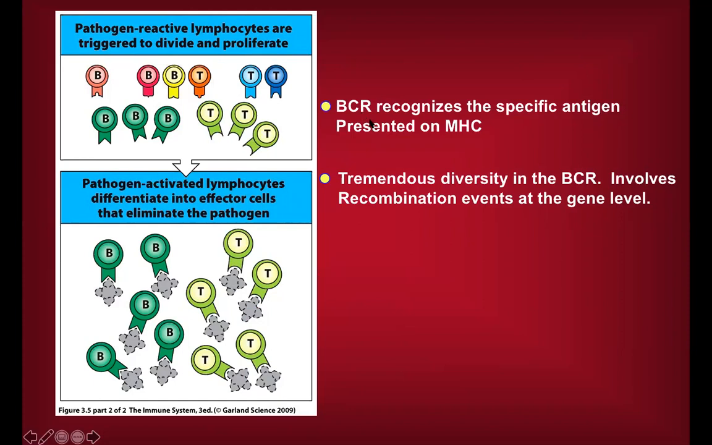And just like the T cell, the B cell receptor recognizes specific antigens on MHC class 2, and you have tremendous diversity in the B cell receptor, and it involves recombination. This is just giving an example that if you have a pathogen, you're going to have recognition by both B and T cells. This T cell clone recognizes this part of the pathogen, this B cell recognizes this part, and you'll see expansion of both those B and T cells.